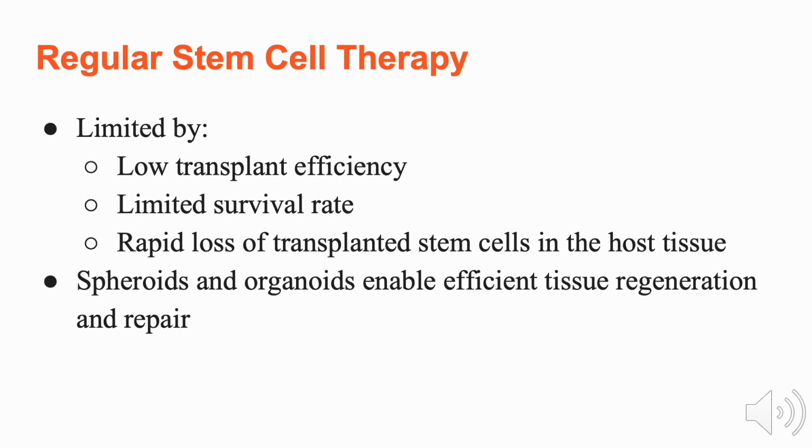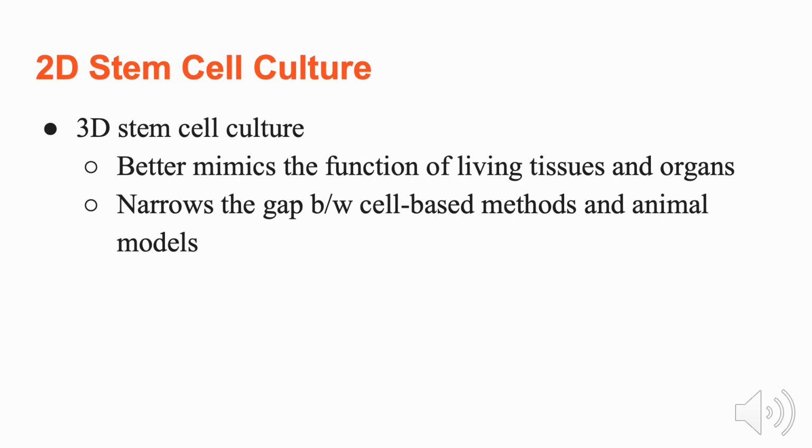Going hand in hand with the limited survival rate of stem cells in regular stem cell therapy is the rapid loss of transplanted stem cells in host tissues, making it once again impossible to efficiently and successfully conduct research with these cells. Finally, spheroids and organoids allow for efficient tissue regeneration and repair in vivo, which allows for us to better study using stem cells for tissue regeneration and repair, which is one of the main goals of using stem cells in research. Next, we'll focus on 2D stem cell cultures and the benefits that 3D stem cell spheroids and organoids have over 2D stem cell cultures.